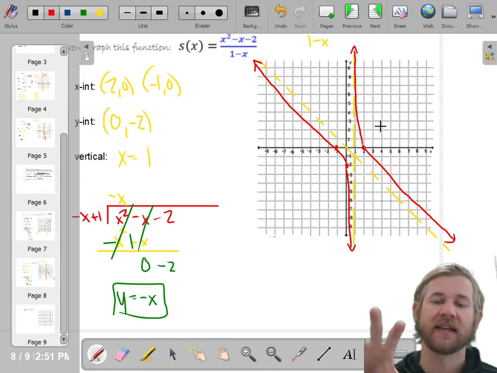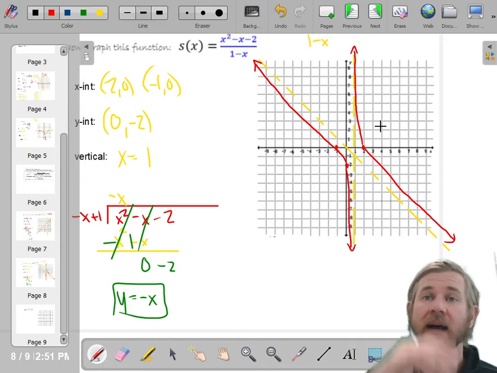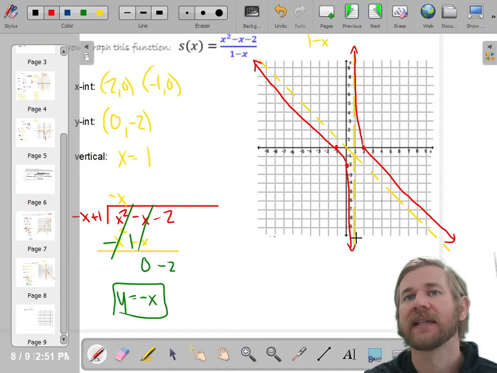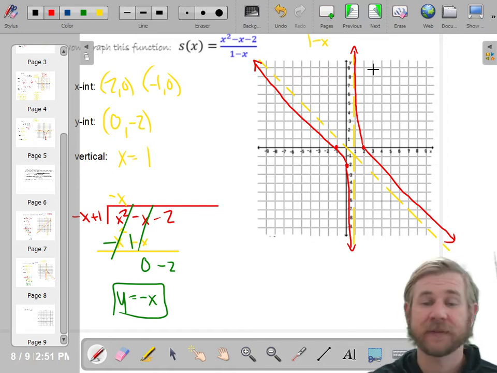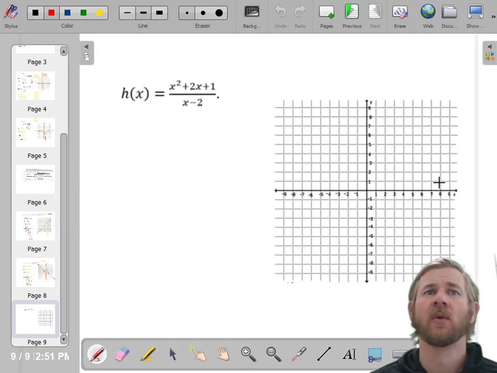If you were to zoom this out in Desmos quite a bit, it would look like you have drawn a line. But we can see there's actually that vertical asymptote there that you have to pick up and that's getting passed. Let's do one more.